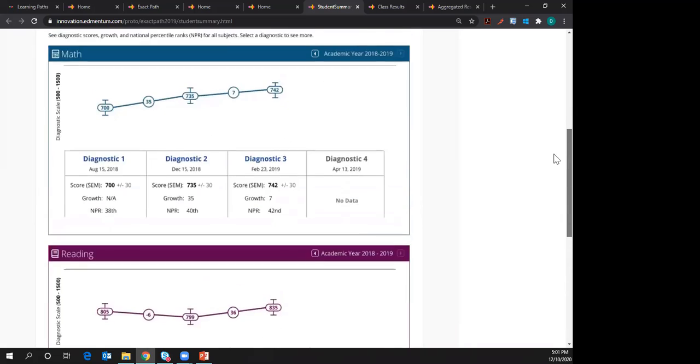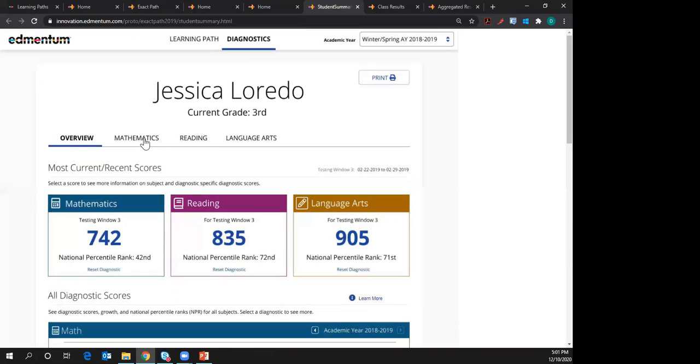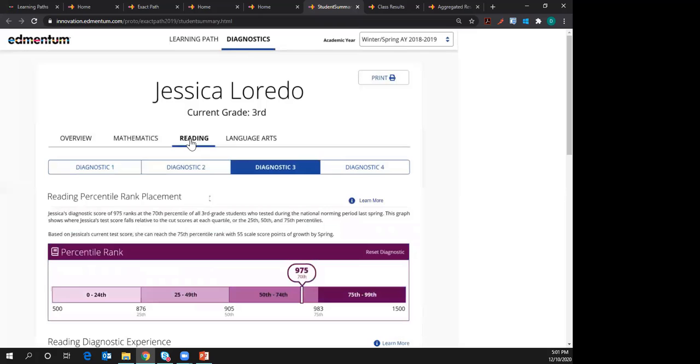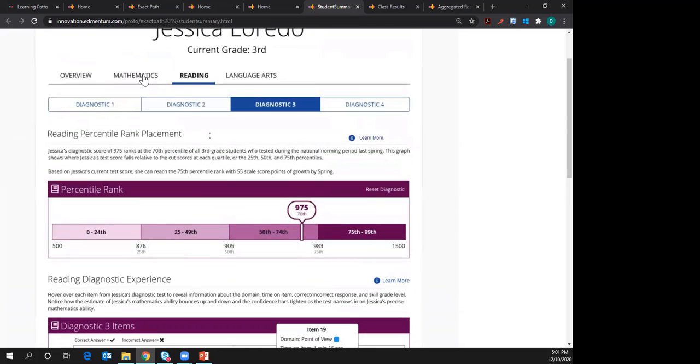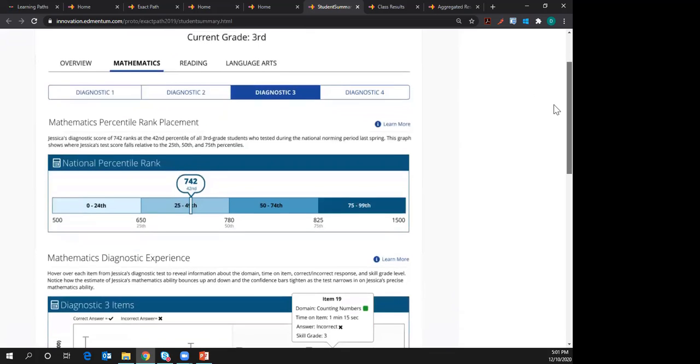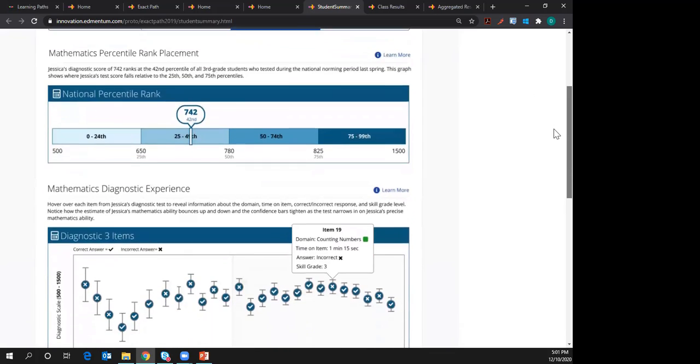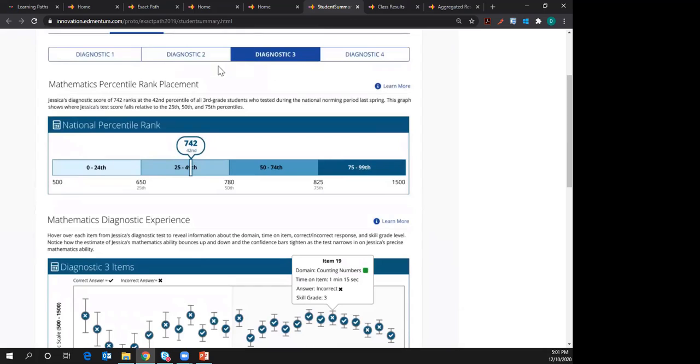So let's scroll up a bit and just click on math. So these will all look the same, right? Reading, math, and language arts will all look the same. So here I'm really looking at the actual diagnostic, and notice here that I can see diagnostic 1, 2, 3, and 4 all together here on the same page. Okay, so let's scroll down.